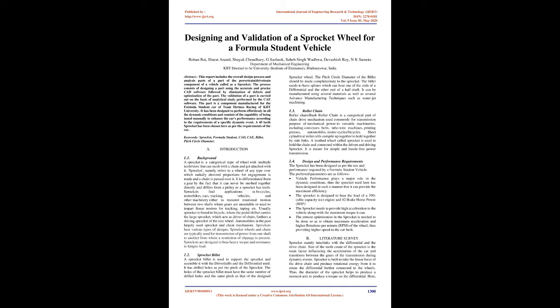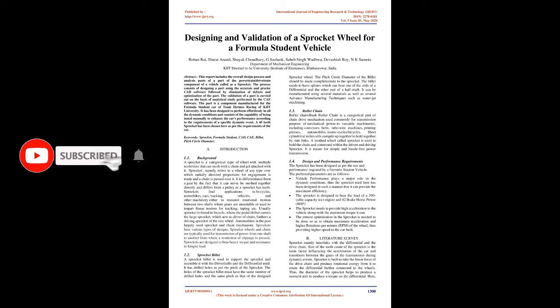A sprocket is a categorical type of wheel with multiple teeth or slots that can mesh with a chain and get attached with it. Sprocket, namely, refers to a wheel of any type over which radially directed projections for engagement are made and a chain is passed over it. It is differentiated from a gear by the fact that it can never be meshed together directly, and differs from a pulley as a sprocket has teeth.